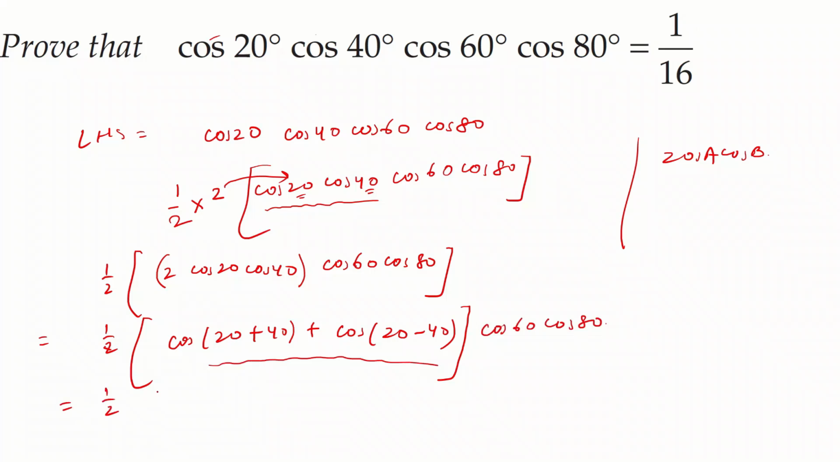So you keep half as it is. This cos 20 plus 40 can be written as cos 60 plus cos 20 minus 40, which is cos of minus 20, but remember cos minus theta is cos theta, so we just have cos 20, and then we leave those things as they are, cos 60, cos 80. Now we know the value of cos 60, right? Cos 60 is actually half, so we can plug in the value of cos 60.